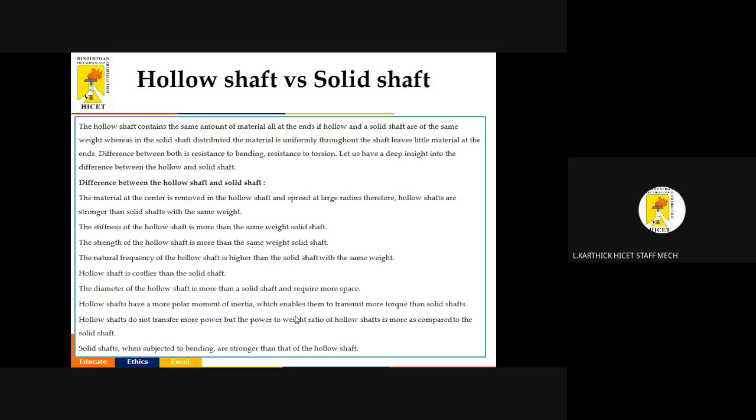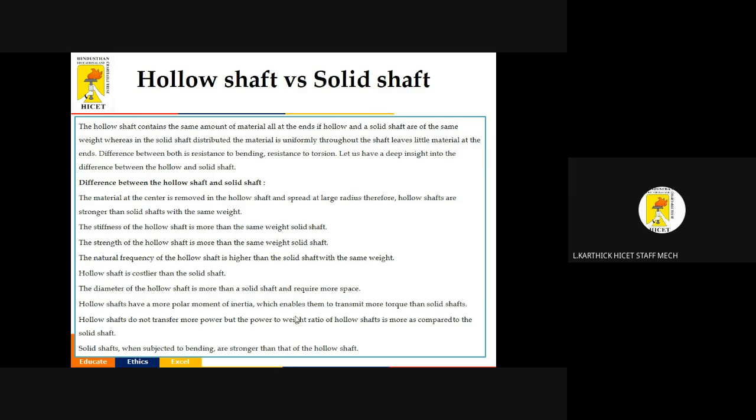And the natural frequency of the hollow shaft is also high. Comparatively, hollow shafts are costlier than solid shafts. Why? Because it has features like stiffness, strength, and better natural frequency, and it is stronger. That's why hollow shafts are widely used. Cost-wise, it is higher because we need to remove the material, right? So it takes some machining process, so it is costlier than solid shafts.